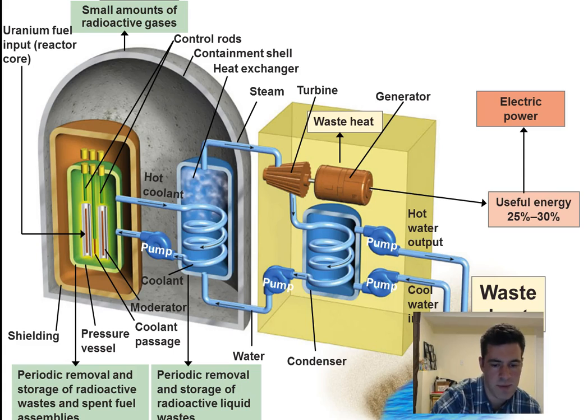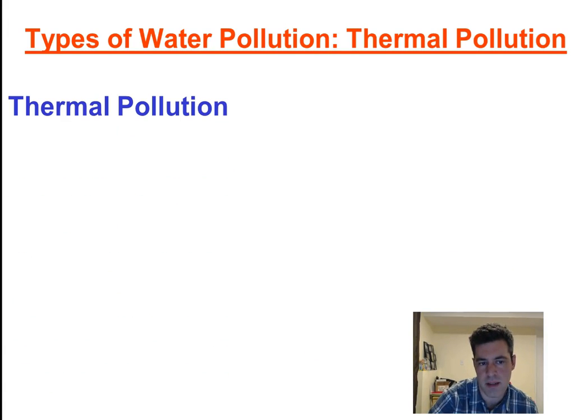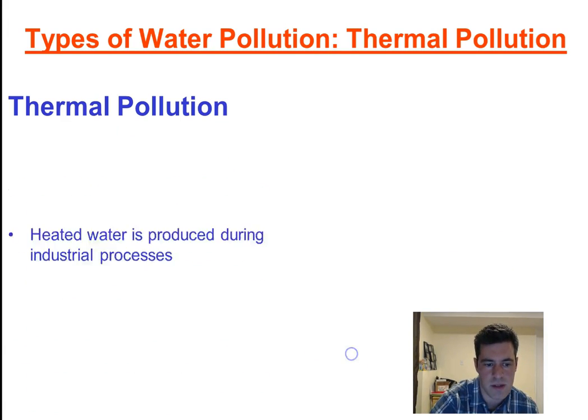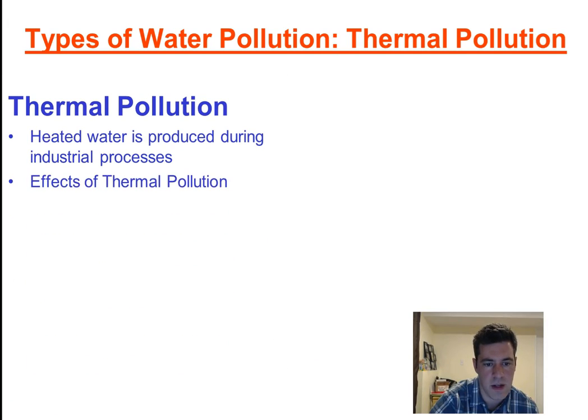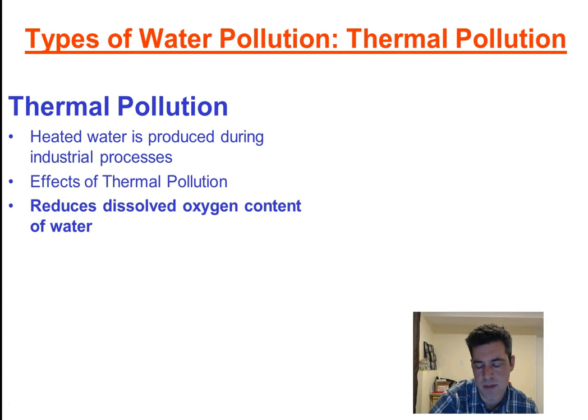If we flip to the next slide, let's take a look. First things first, with thermal pollution, you can get reduced dissolved oxygen. We already talked about that three times. Temperature goes up, the water can't hold on to the oxygen.